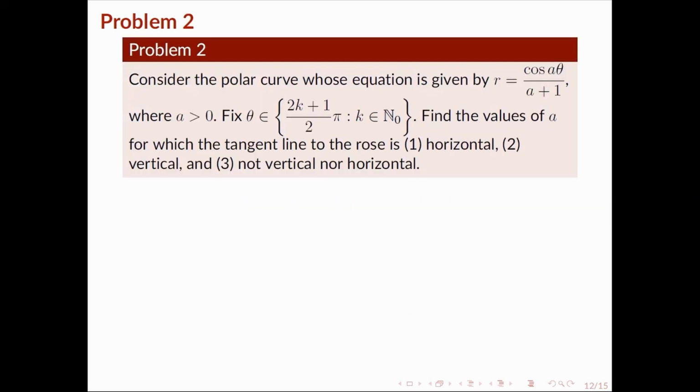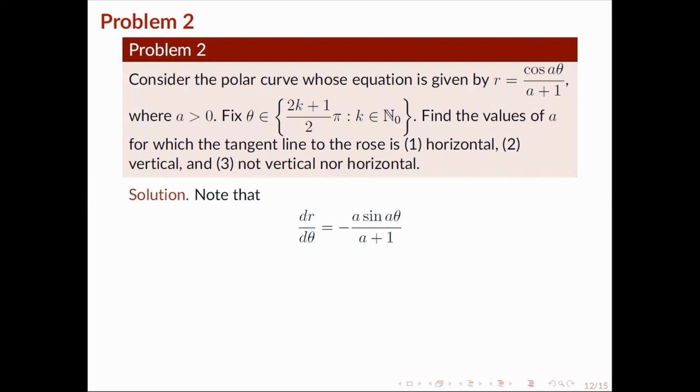So for the next problem, consider the polar curve whose equation is given by r equals cosine of a theta all over a plus 1, where a is greater than 0. Fix theta such that theta is an element of the set of 2k plus 1 all over 2 multiplied by pi, where k is an element of the natural numbers, including 0. Find the values of a for which the tangent line to the rose is horizontal, vertical, and neither vertical nor horizontal.